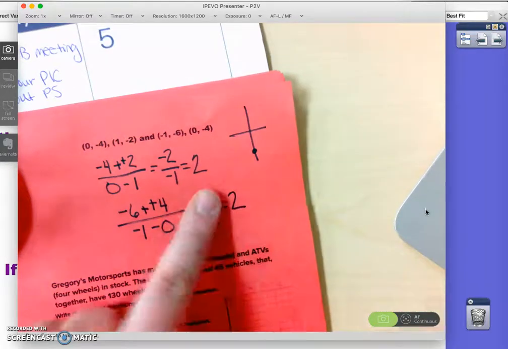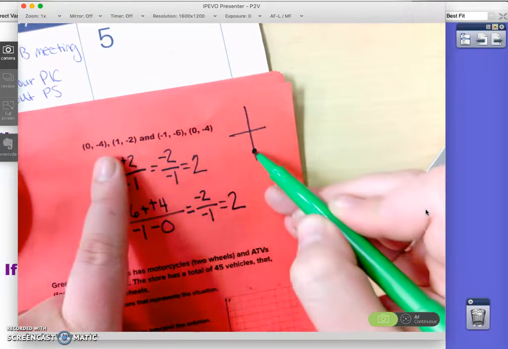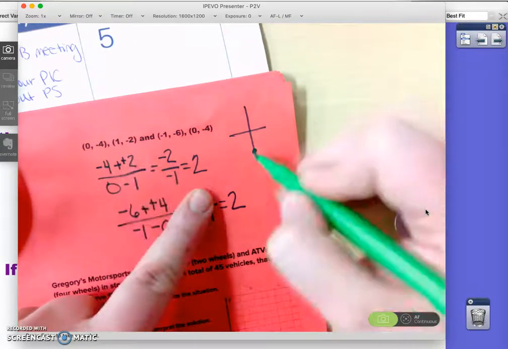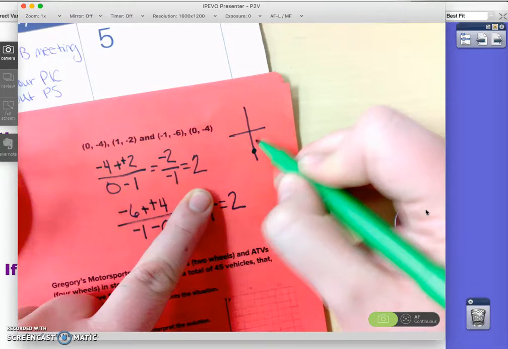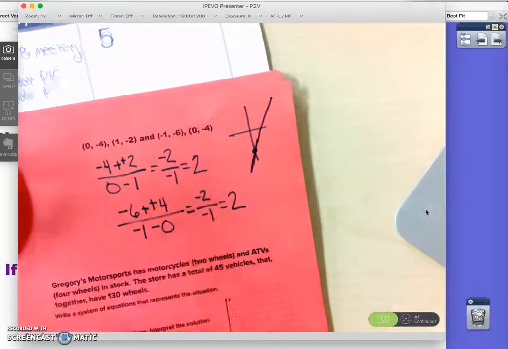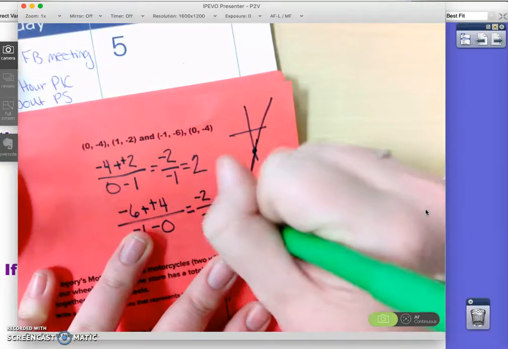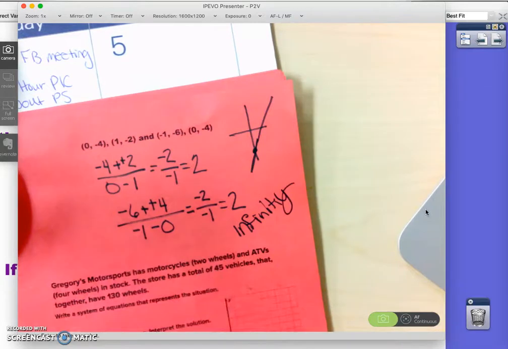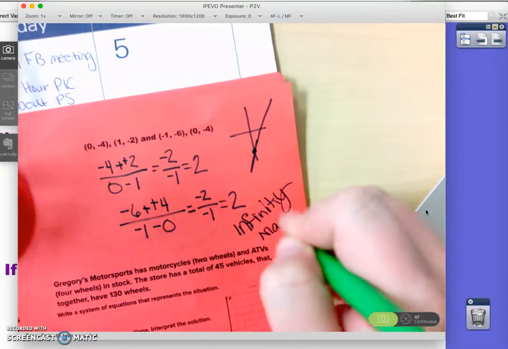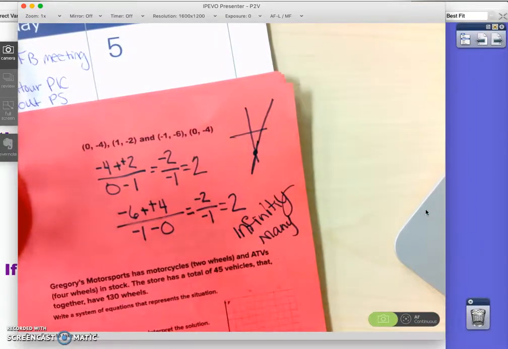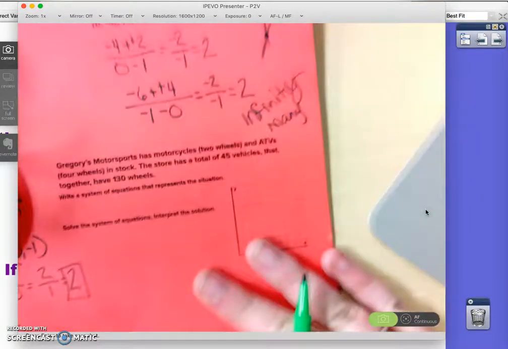So now, these both have a y-intercept of negative 4, and they both go up 2 over 1, up 2 over 1. So they both have the same slope. Therefore, it is infinitely many solutions. Oh, I should write "many." Because it's going to be the same line. Okay.